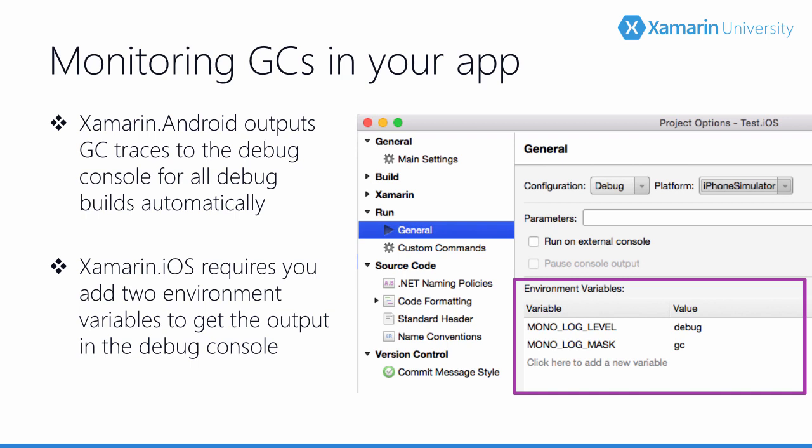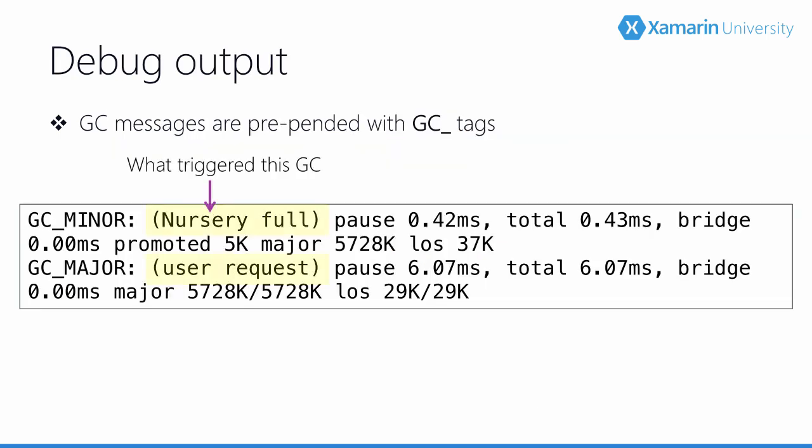But these two environment variables you set by going to your project options in your Xamarin iOS or your desktop app. You go to the general section, and there'll be an environment variables section there that you can add both of these variables to. Once you do, you'll start seeing debug log events. The GC messages are all prefaced with the GC_ tag, and it will tell you a couple of useful bits of information. The first thing you'll see is what triggered this GC. So you'll know, for example, that the GC was triggered because the nursery was full. We'll talk about the nursery in just a moment. But the idea is we ran out of memory as part of an allocation, and so it triggered the GC.